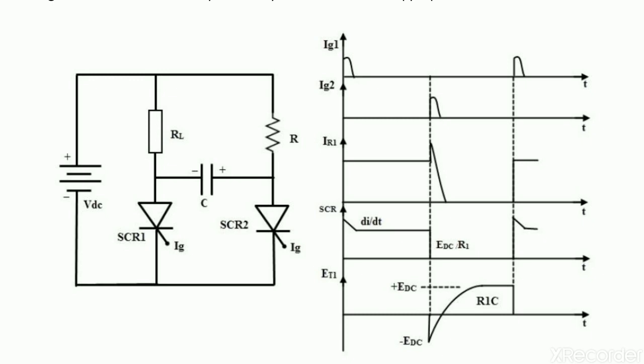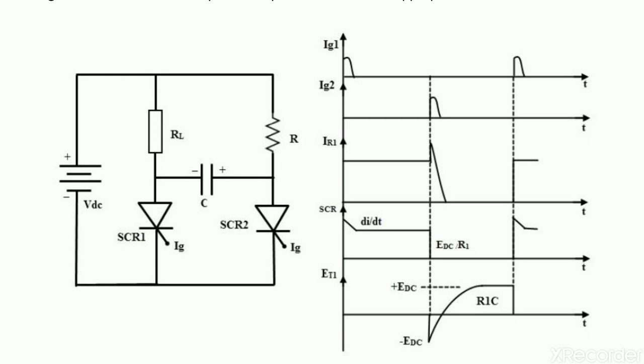Due to this polarity, SCR2 will commutate, or SCR2 will ultimately turn off, and at the same time SCR1 will be triggered as soon as we provide the gate supply. So ultimately, one by one we can turn on and turn off SCR1 and SCR2. This is the basic principle behind class C commutation.